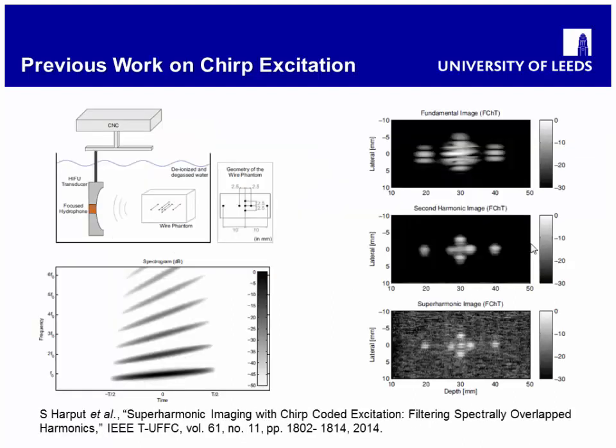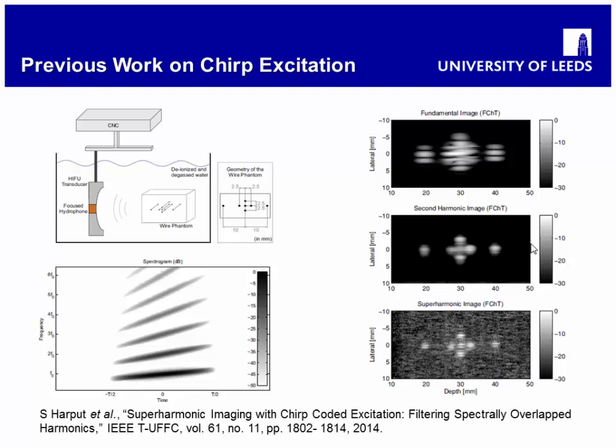Another case is the harmonic imaging. For this case, I use the high transducer to generate lots of harmonics in water. It's similar to a microbubble case because you have high nonlinearity, high level of harmonic generation. So if you want to use this for imaging, you need to separate the generated harmonics.